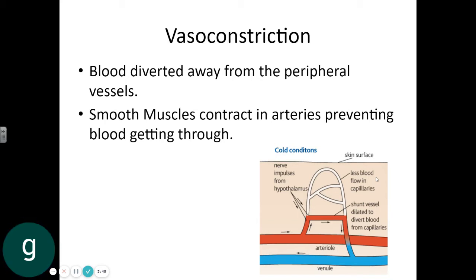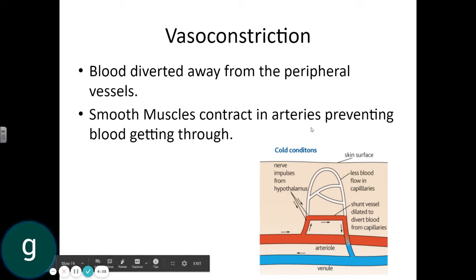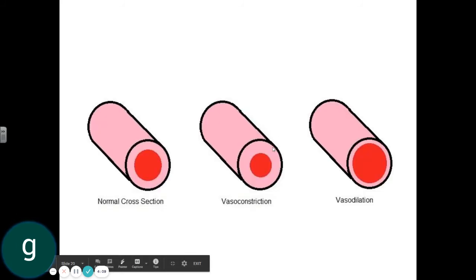If it's very, very cold, or you get a massive surge of some hormones or shock, the blood can be diverted away from the outskirts of your skin. So these vessels can completely vasoconstrict, and the blood is diverted away from the periphery of your body. The smooth muscles in the arteries will contract, preventing the blood getting through, and so you will appear pale.